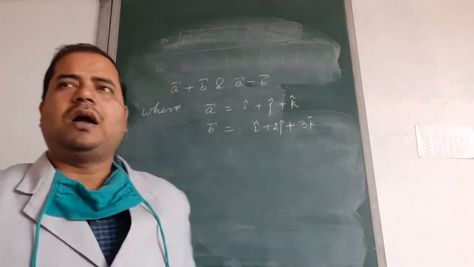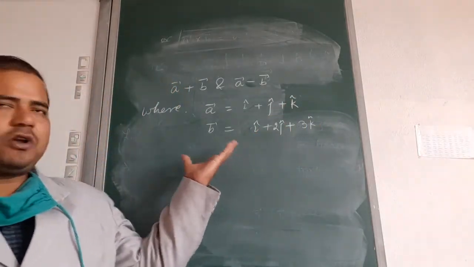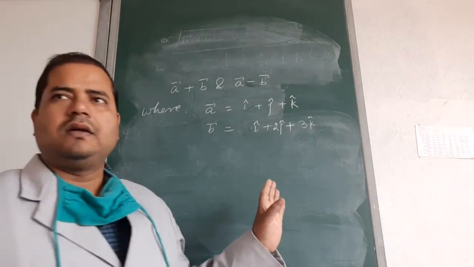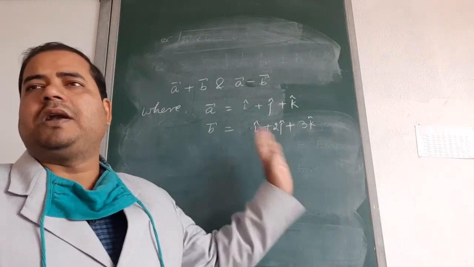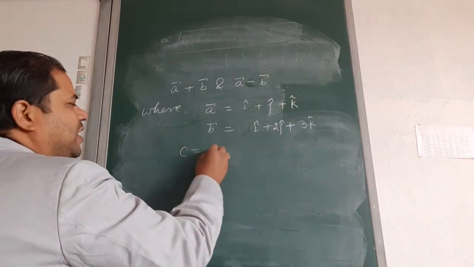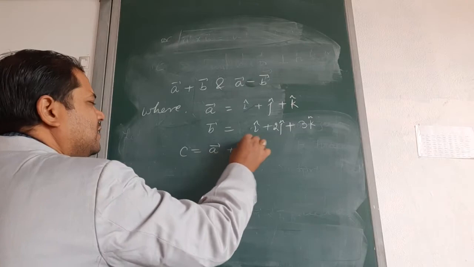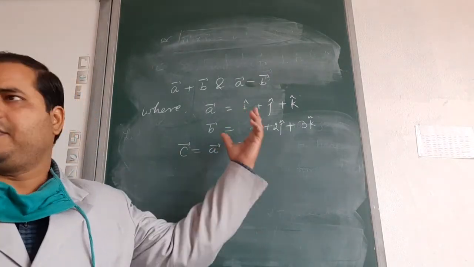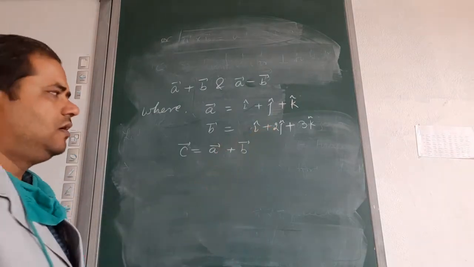Okay. So I am just going to explain the process, but you have to do it yourself. Unit vector perpendicular to both. Suppose C is equal to A plus B. So you add A and B. You know, simply add. How to add?